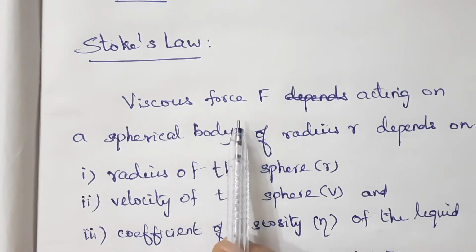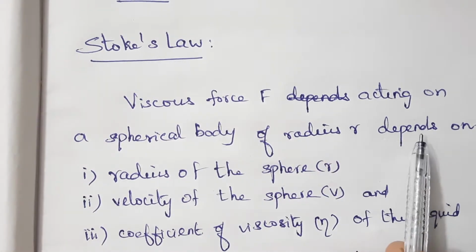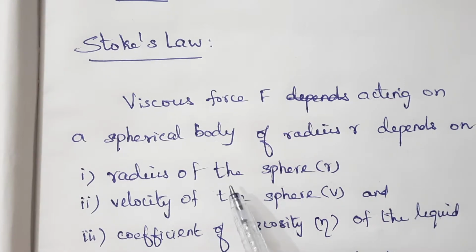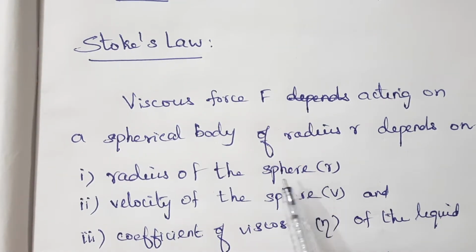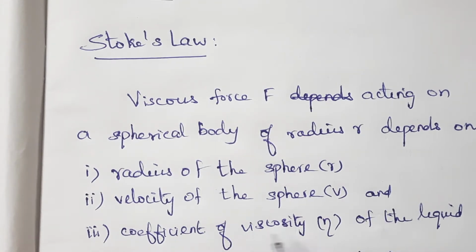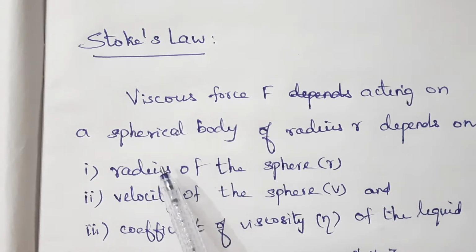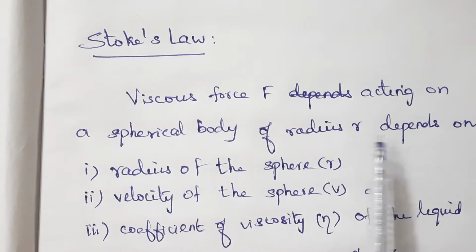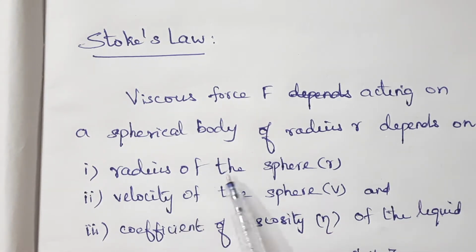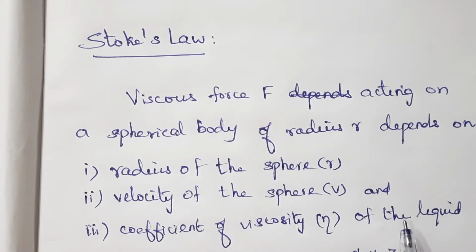The viscous force F acting on a spherical body of radius r depends on the radius of the sphere r, the velocity of the sphere v, and the coefficient of viscosity eta of the liquid.